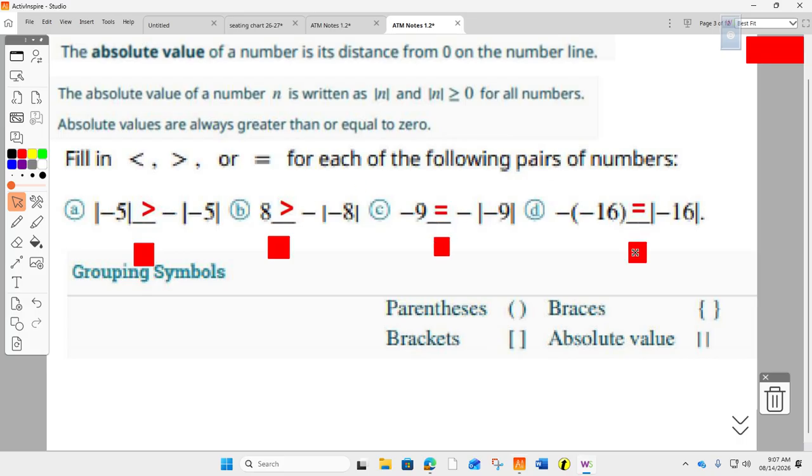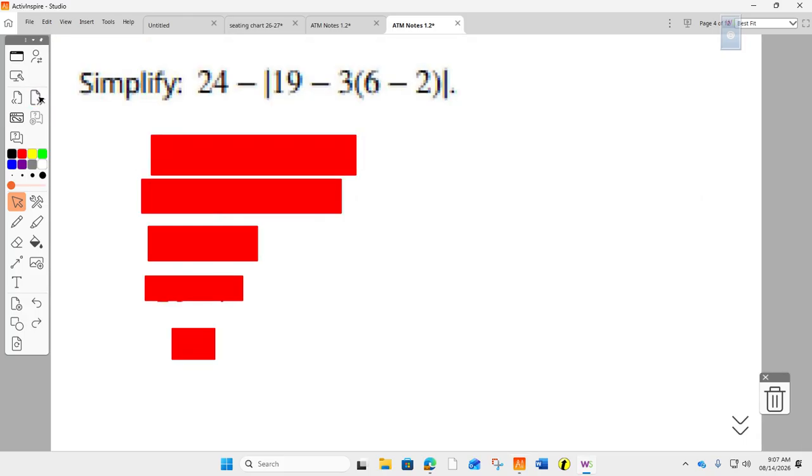All right. Any questions on that? Great. Moving on. So we said the absolute value symbols are grouping symbols. Go ahead and work this one. Show me your steps for the order of operations.